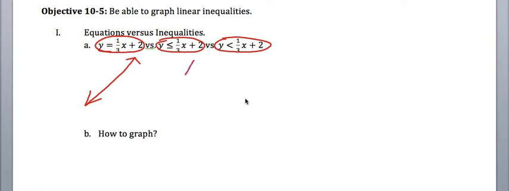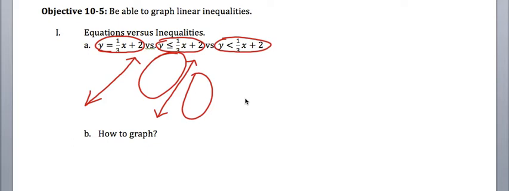For these two, things are a little bit different. Here, our answers will fall on that line, but there will also be one entire side of the graph that also contains a good range of possibilities. It might be this side, it might be this side. It won't be both, though. It'll have to be one side or the other, right? So one side of that line will contain all the y values that are smaller than 1/3 of the x values plus 2.